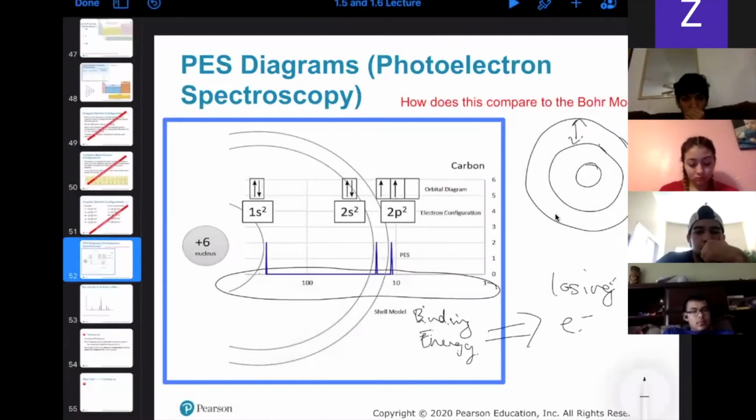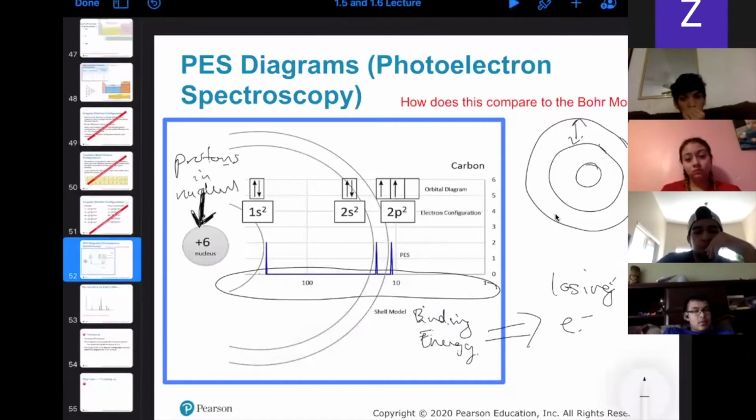Involves losing what? Electrons? Yeah, losing electrons. What is this right here representing? Protons? Protons, but nucleus. Okay, good. So protons in the nucleus.